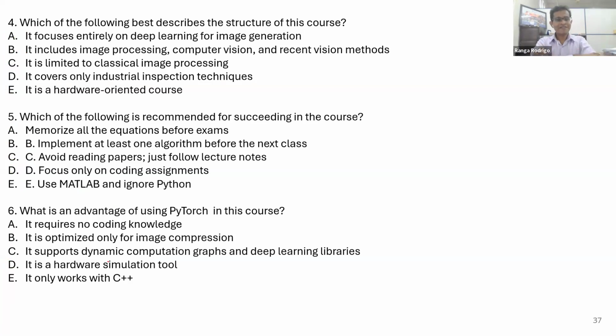Okay, next set of questions. Question number 4. Which of the following best describes the structure of this course? What a question, right? It focuses entirely on deep learning for image generation. Wrong. It includes image processing, computer vision, and recent vision methods. True. It is limited to classical image processing. Wrong. It covers only industrial inspection. Wrong. It is a hardware-oriented course. Wrong. So B is the answer.